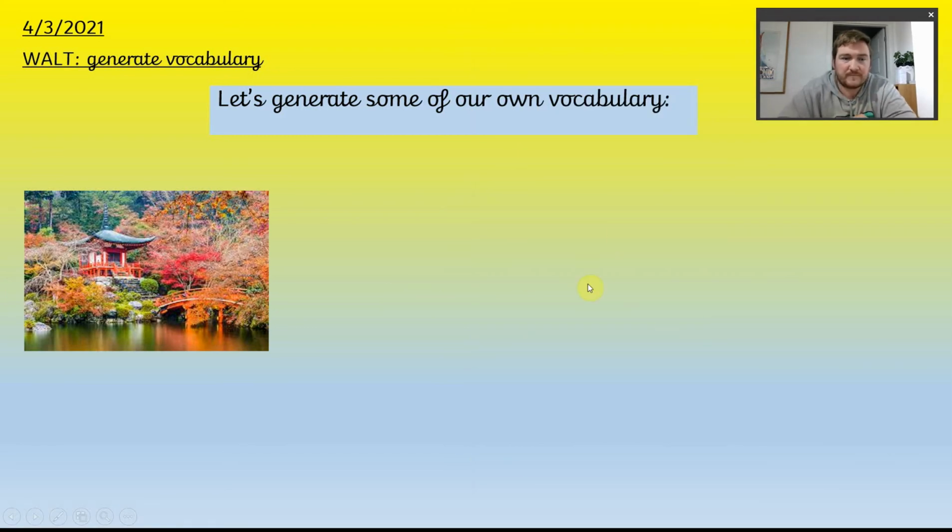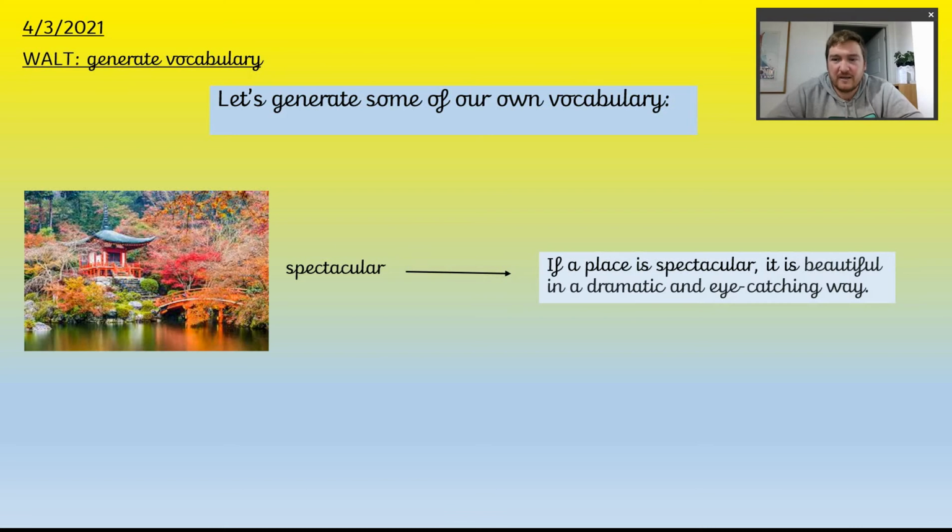So we can see this picture here, and I think the word we chose on Tuesday was bleak. Have a look at this picture now, and I want you to write down a word or two as to what you think. If you could use only one word, how would you describe this setting? Pause the video and have a go at describing this setting in one word. Okay, I came up with spectacular. Now, if a place is spectacular, it's beautiful and dramatic and eye-catching.